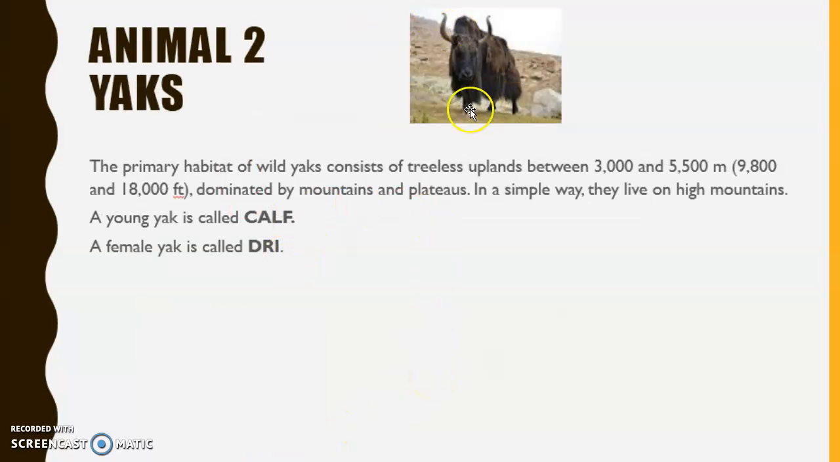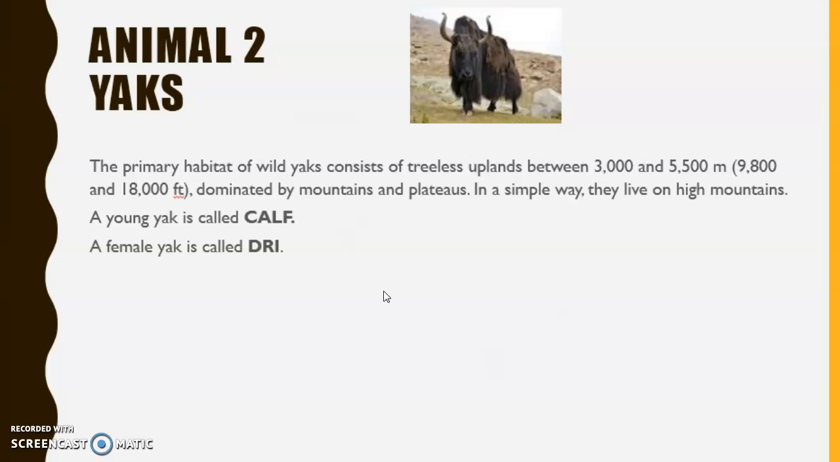Okay, a yak. So this is a yak. So probably you all know what is the meaning of yak also. It is an animal only. So it mostly lives in hilly regions, means which is above 3,000 to 5,500 meters above the sea level.